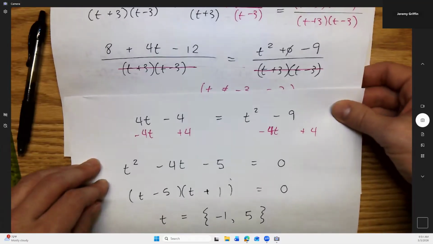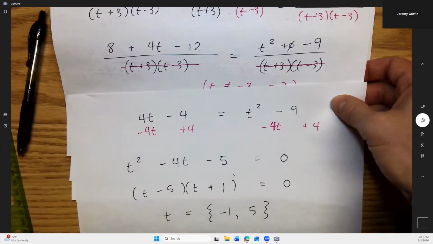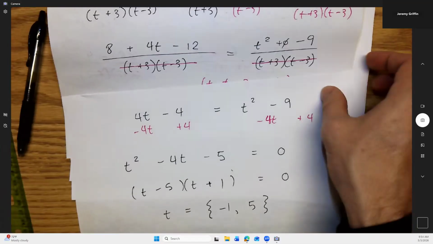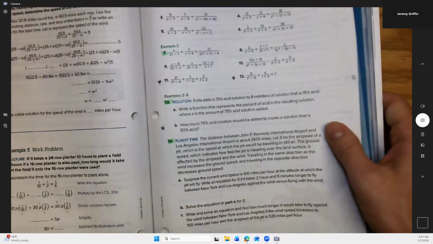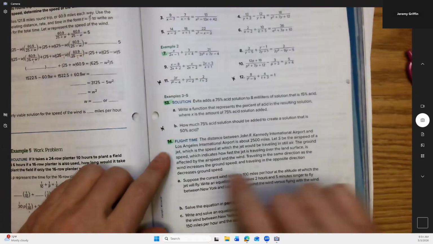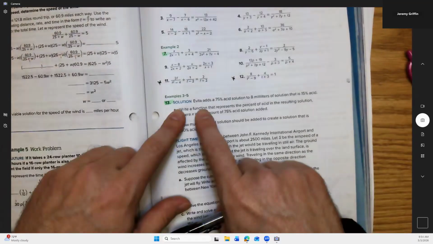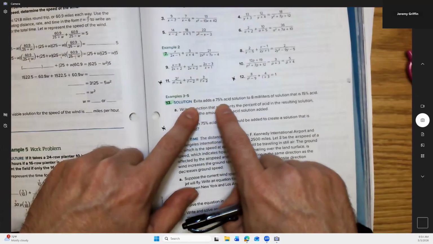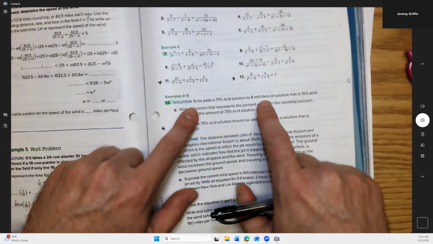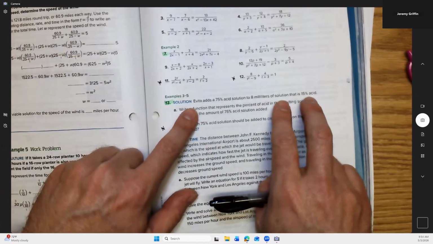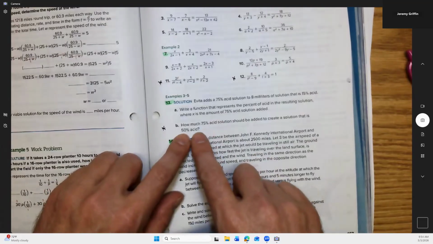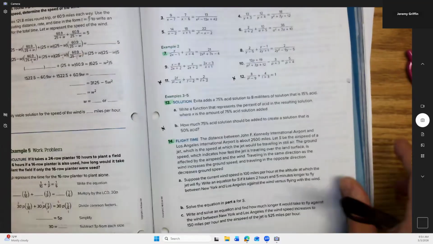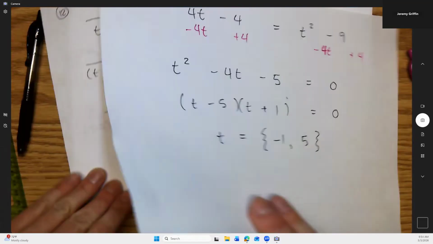All right. Now, I want to do 3 more with you guys. These are going to be word puzzles. And some of these we might just set up, and I want you to see at least what the setup is. So this right here, solution. It says Avita adds 75% acid solution to 8 milliliters of a 15% acid solution. And I'm going to skip down to just question B. She's trying to create 50% acid. So let's spell that out here.